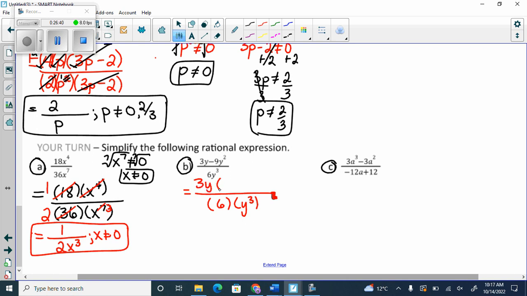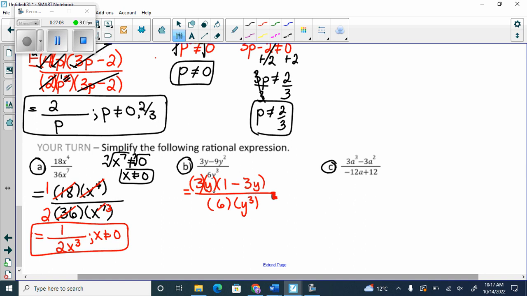So when I take a 3y out of 3y, what am I left with? 1. And then negative 9y squared, take out a 3y. I'm left with negative 3y. And I can check my GCF. 3y times 1 is 3y. 3y times negative 3y is negative 9y squared. So I know I'm right. And then the 3 and the y in the front can go in their own brackets because they're a monomial.